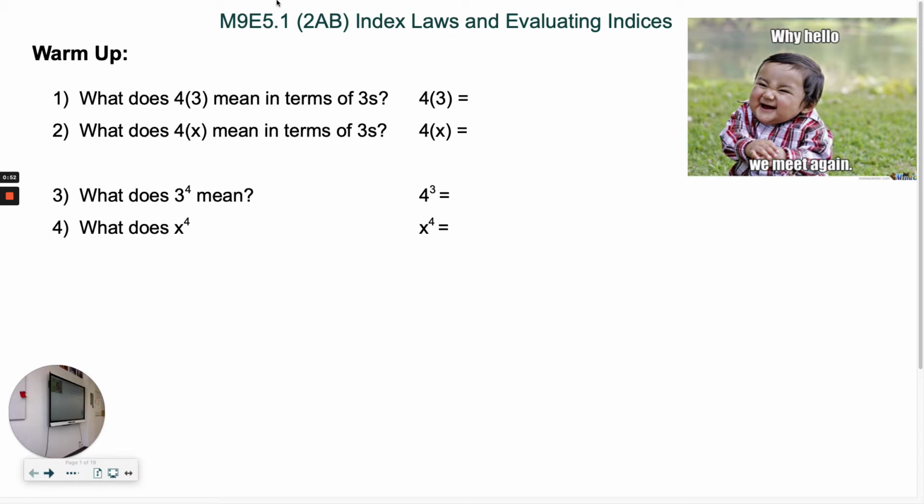What is x to the power of 4? Should have skipped.